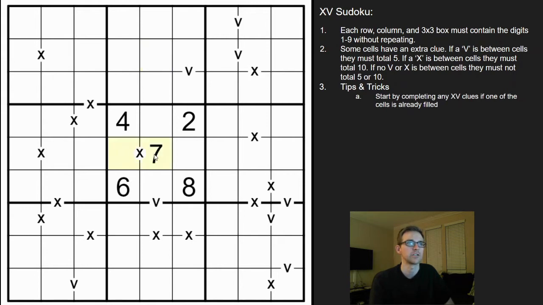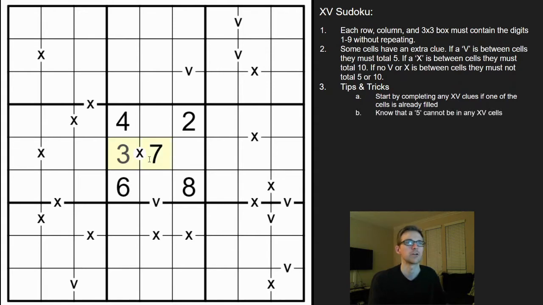So you can see here there's a 7 with an X, so we know that this is a 3, right? And we're going to fill that in because 7 plus 3 equals 10. Easy peasy. Usually the harder puzzles are not going to give you any freebies like that, but that just shows you kind of how the puzzle works.